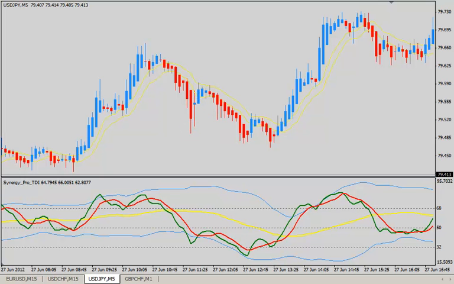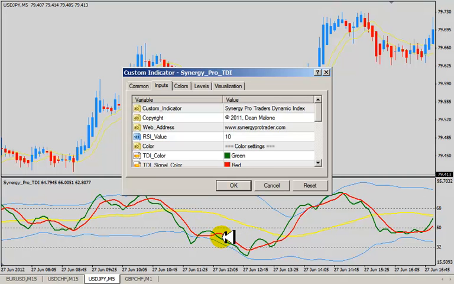Now, one thing of note in this particular technique is to focus your attention on the green line compared to the yellow line. I've often told traders that when you're using this technique, you can go into the Synergy TDI parameters. I'm using the Synergy Pro, which will be releasing soon.